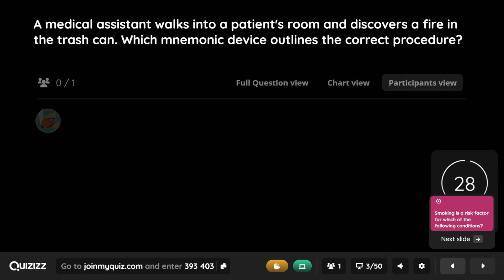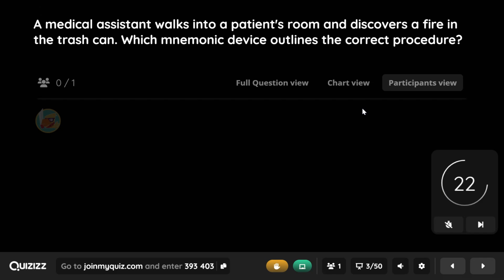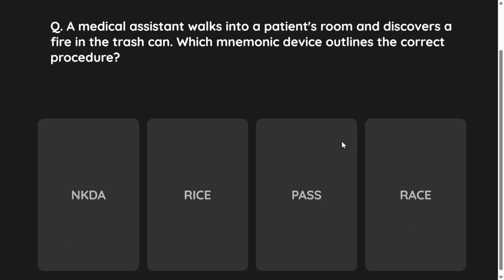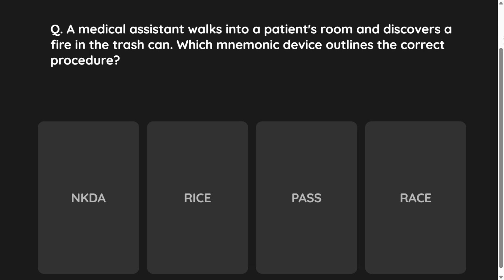A medical assistant walks into a patient's room and discovers a fire in the trash can. Which mnemonic device outlines the correct procedure? Would this be NKDA, RICE, PASS, or RACE? Again, a medical assistant walks into a patient's room and discovers a fire in the trash can. Which mnemonic device outlines the correct procedure? Time's almost up.